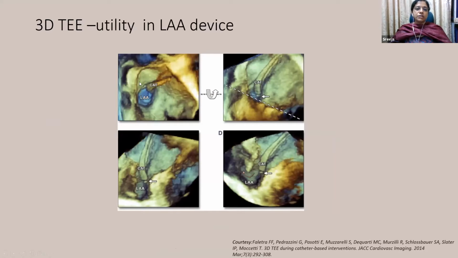Here, this is a still image which shows the LA appendage ostium en face, and there's already a catheter inside. And you can crop the image to see more and more of the catheter, including its tip, and further cropping will allow visualization of the lobes of the LA appendage.